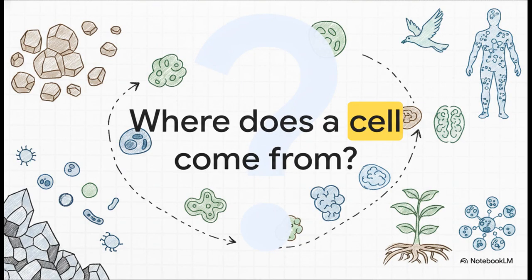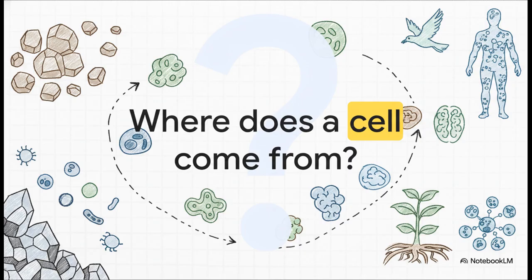Okay, so let's dive into this. Where do these tiny living factories actually come from? Well, back in 1665, a scientist named Robert Hooke first discovered these microscopic structures in cork, and he's the one who coined the term cells. A bit later, Leeuwenhoek observed free-living cells. This whole journey of discovery eventually led to the famous cell theory.